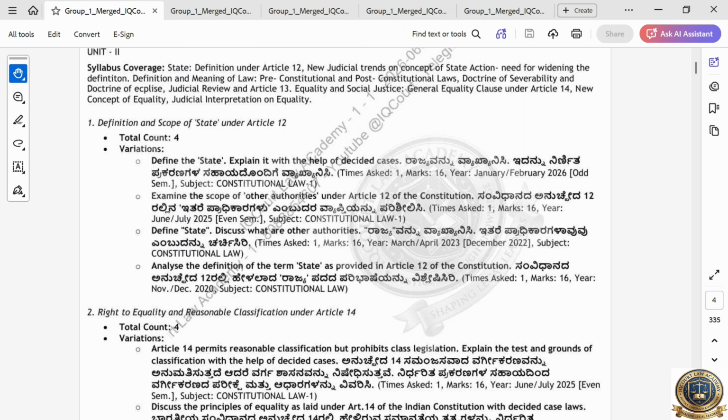What is in this? What is State? Define State and explain the cases. See, without writing case law, they are not going to give you the marks. This is very simple, very, very easy, very clear concept. I'm making it clear: you have to write the case law, otherwise you will not be able to get the marks. This is very simple. I'm making it very clear.